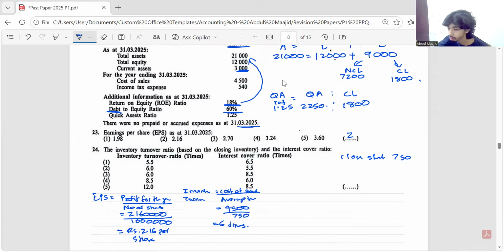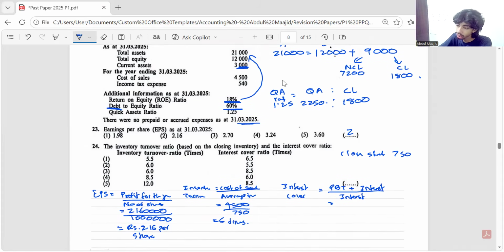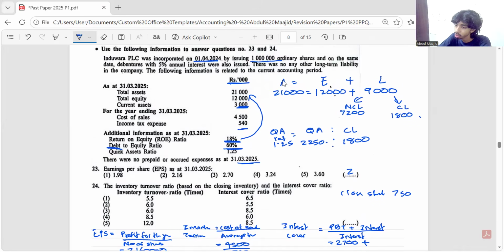Okay. Then next you have to find interest cover ratio. Interest cover ratio will be profit before tax plus interest divided by interest. How much is your profit before tax? Now here your profit for the year you found as 2,160. If you add the income tax of 540, you will get your profit before tax as 2,700. Plus interest. How much will be your interest?